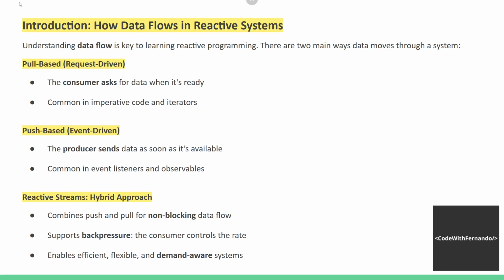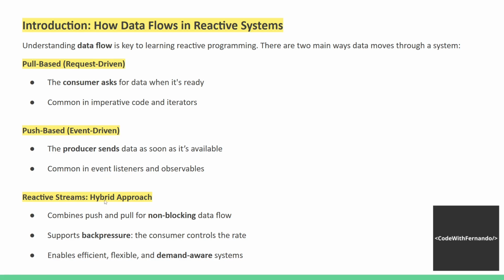We have pull-based. This is request driven. The consumer asks for data when it's ready. This is common in imperative code and iterators. Then we have push-based. This is event-driven. The producer sends data as soon as it's available, common in event listeners and observables.